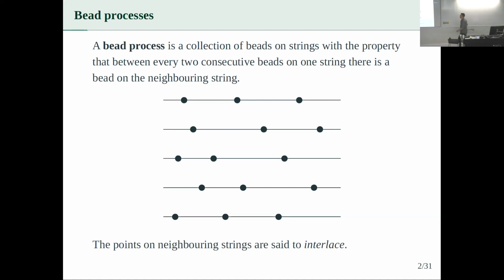So this means that whenever you have two consecutive beads on the same string, and you look on the neighbouring string, there's a point between them. So we say that points on neighbouring strings interlace. Now, this interlacing phenomenon is ubiquitous across mathematics. If you take a polynomial with n real roots and you look at the roots of its derivative, they will sit between the roots of the original polynomial.